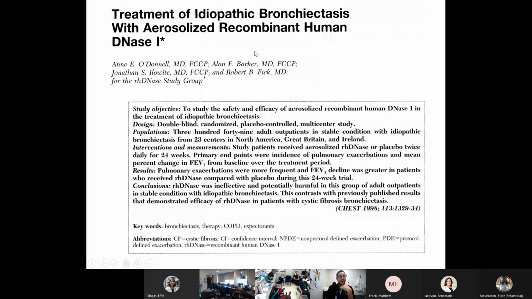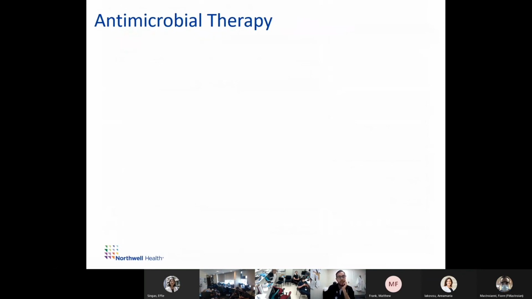And one of the authors is our very own Dr. Illoway. This is a paper from 1998 in Chest. They found that treating these patients with DNase was shown to have increased exacerbations and lower FEV1. And so all the guidelines now recommend against giving DNase as a mucolytic in patients with non-cystic fibrosis bronchiectasis.